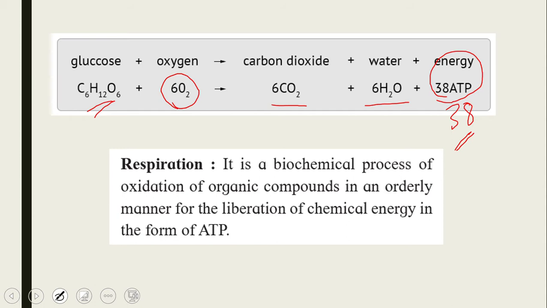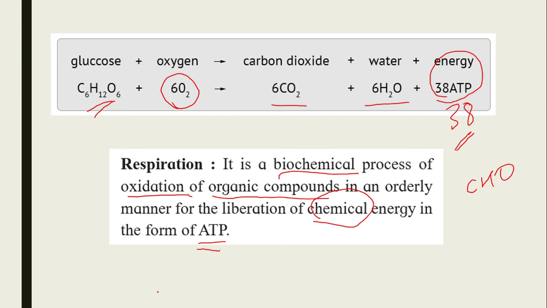So here is the definition of respiration. It is a biochemical process of oxidation of organic compound. Organic compound means compound having carbon, hydrogen, oxygen in an orderly manner, for the liberation of chemical energy in the form of ATP. You all know the full form of ATP, adenosine triphosphate. So here we summarize that oxidation of the organic compound to give rise to CO2, water and energy in the form of ATP is the main process of respiration.